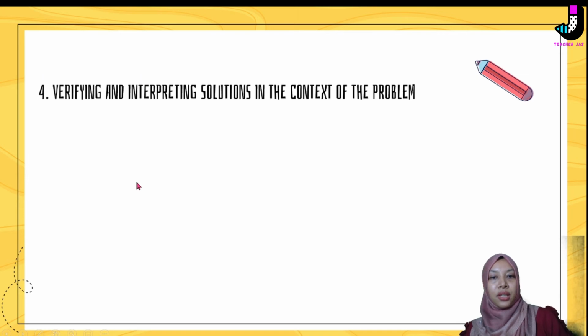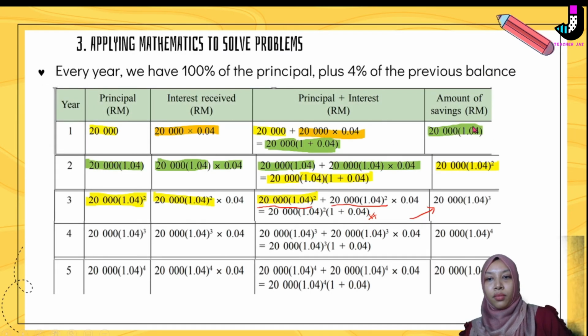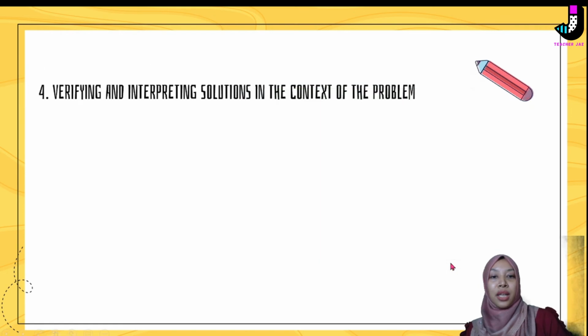Okay, as you can see here, it is to the power of the years of saving. Year 1, power of 1. Year 2, power of 2. Year 3, power of 3, and so on. Okay, so that is the meaning of the sentence.